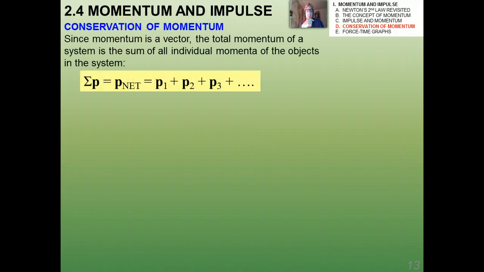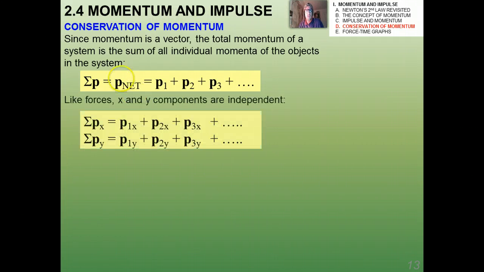Now remember that since momentum is a vector, the total momentum of a system is basically the sum of all individual momenta of the objects of the system, just like it was with forces. Remember we said the sum of all forces was force 1 plus force 2 plus force 3 and so forth. We call that the net force. Now we can think of the net momentum in terms of a vector quantity. Now, like forces, the x and y components themselves are independent.